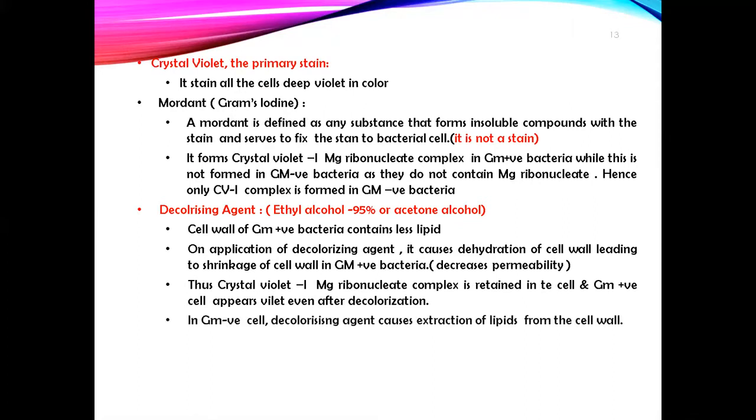In gram negative cells, the decolorizing agent causes the extraction of lipid from the cell wall, and therefore the crystal violet iodine complex is extracted and the cell gets decolorized. So as gram negative bacteria contain more lipid in their cell wall, after addition of alcohol the lipid gets extracted or dissolved, because of which this crystal violet iodine complex gets extracted and the cells get decolorized.